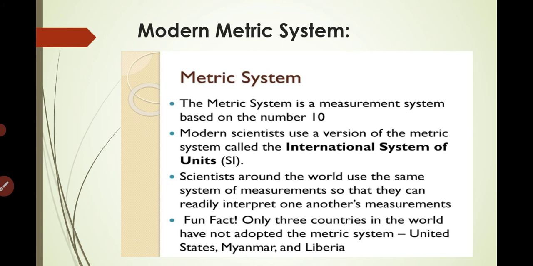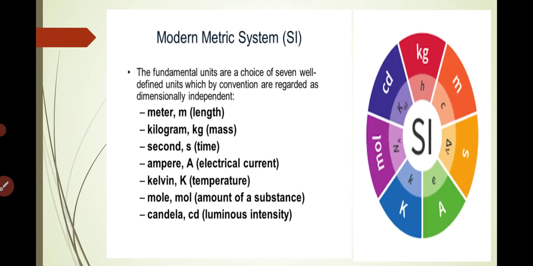Now we will study the modern metric system. The metric system is the measurement system based on the number 10, and modern scientists use a version of the metric system called the International System of Units, which is also called the SI unit. Scientists around the world use the same system of measurements so that they can readily interpret one another's measurements. And the fun fact is that only 3 countries in the world have not adopted the metric system yet, in which the United States is also included.